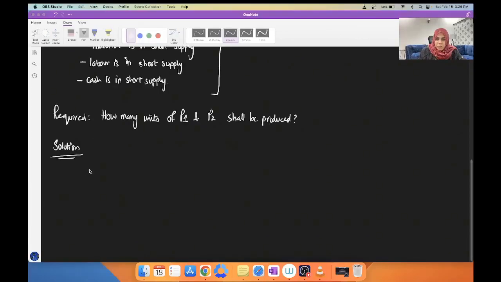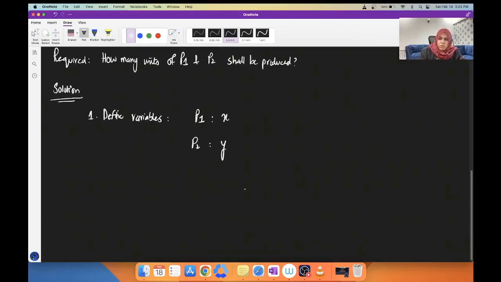Now, looking at the example, the first thing that we will be doing is to define variables. What do we mean by define variables? Let's give P1 and P2 a name, something that becomes easy for us to use. So we can say, okay, P1 is equal to X, P2 is equal to Y.